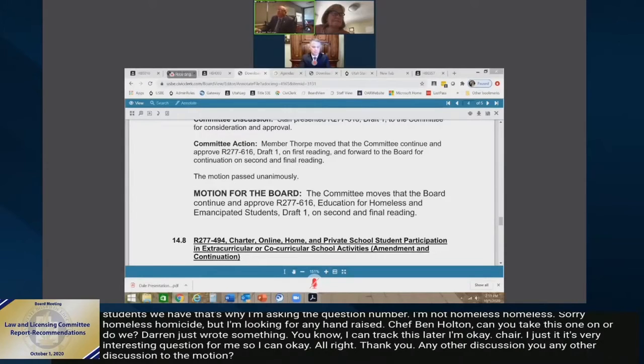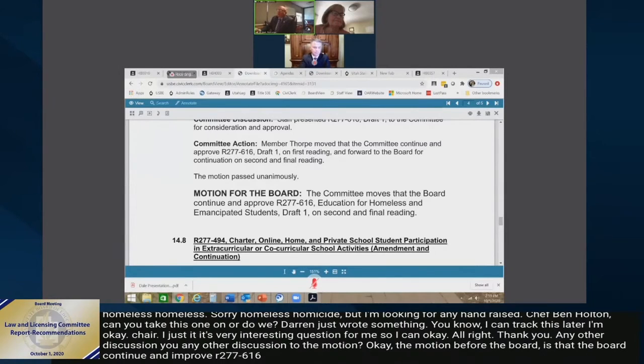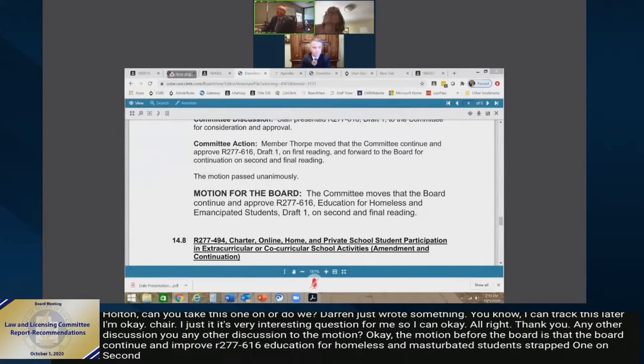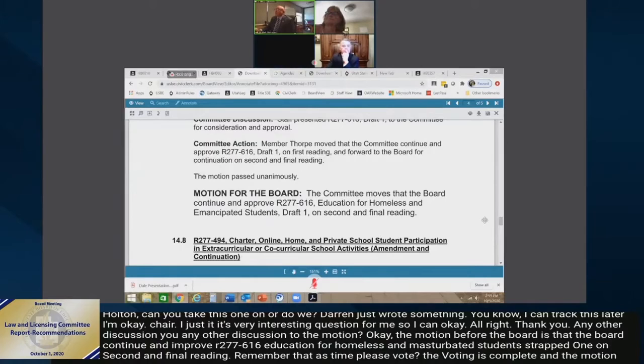Okay, the motion before the board is that the board continue and approve R277-616, Education for Homeless and Emancipated Students, Draft 1, on second and final reading. Board members at this time, please vote. The voting is complete and the motion passes unanimously. Please continue, Chair.